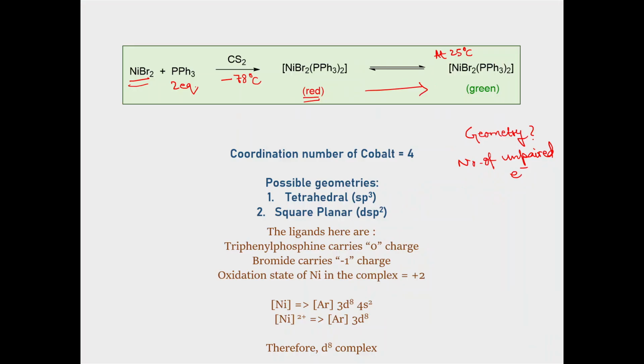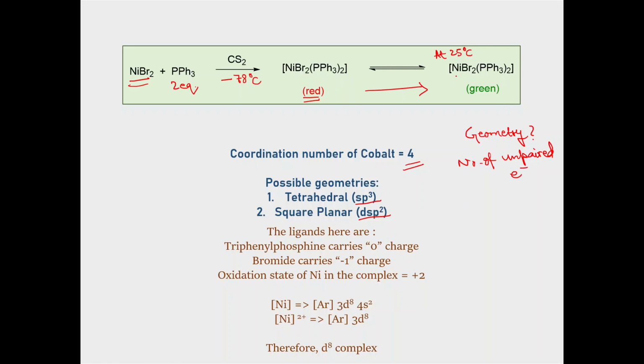Okay. So first of all, here we can see that nickel is having a coordination number of what? Four. Okay. So what are the possible geometries for a metal with coordination number 4? Square planar and tetrahedral. So tetrahedral is having hybridization of sp3, whereas square planar has a hybridization of dsp2.